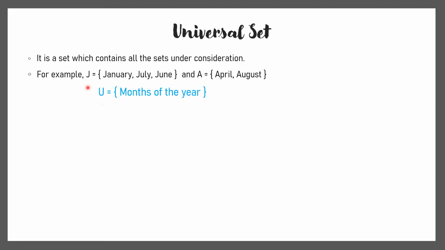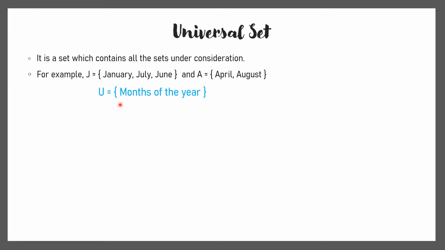So the universal set is always denoted by capital U. So the U set contains months of the year. So it means that if the universal set is months of the year, it will contain all those sets which contain the names of months.